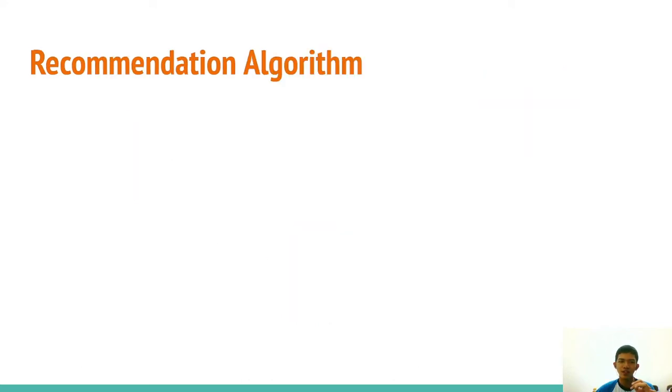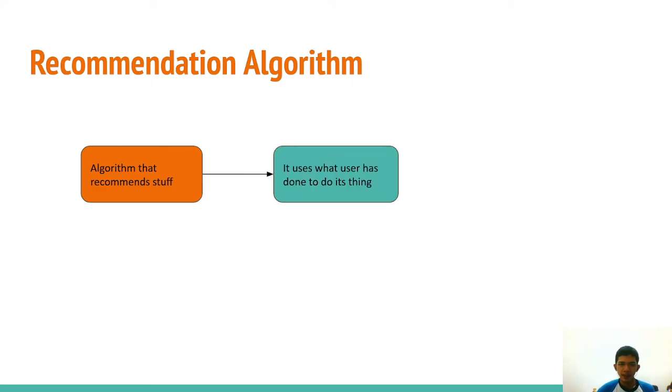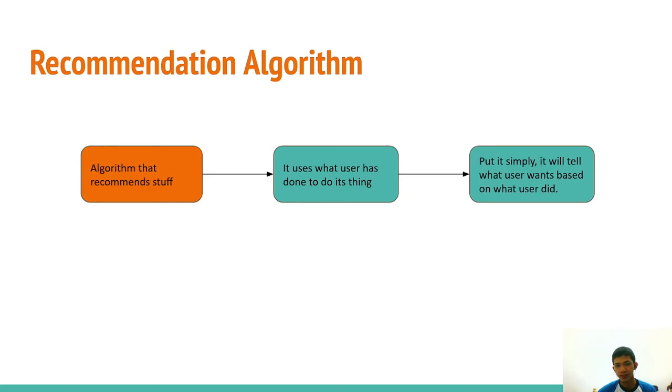And last, we've got the recommendation algorithm. As its name, it's an algorithm that recommends stuff. It uses what the user has done. Say a user has been looking for a skateboard, and then the next time it will recommend another skateboard, because it recommends to users based on what they have done. Put simply, it will tell what the user wants based on what the user did.